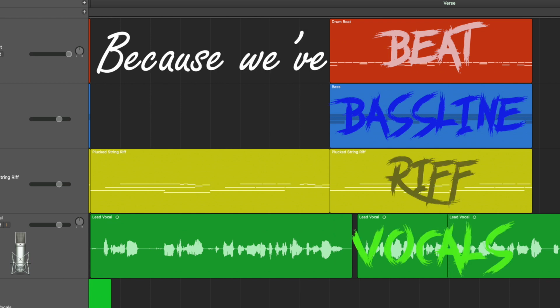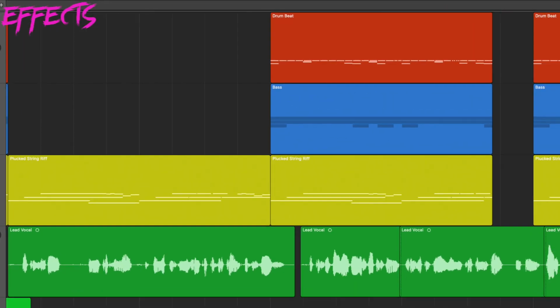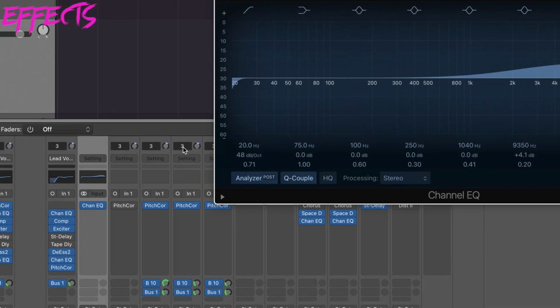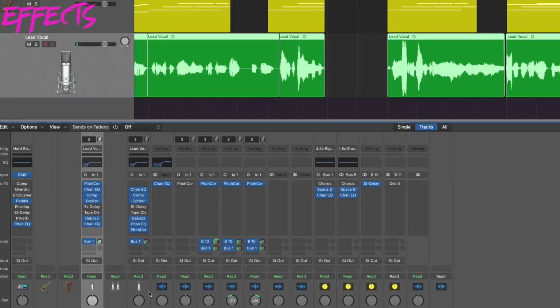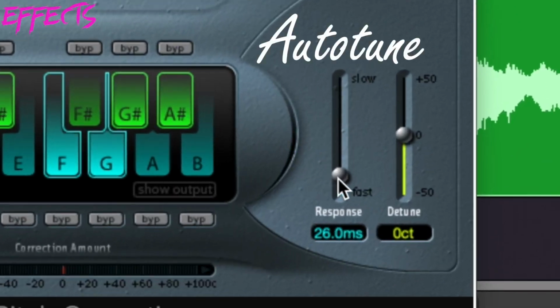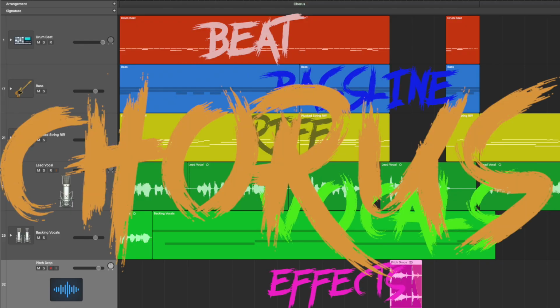verse. Because we've already established them, so we can play around with taking them out and in. And experiment with high-pass filters and lots of auto-tune.